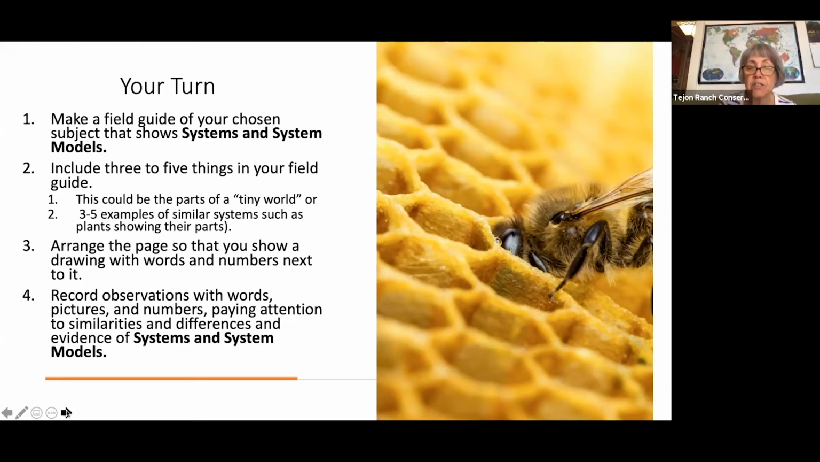Arrange your page so that you show a drawing with words and numbers next to it, just like all of the other nature journaling you've done, and record your observations with words, pictures, numbers, ABC, 1, 2, 3, and a picture, and pay attention to the similarities and differences within that system or system model.